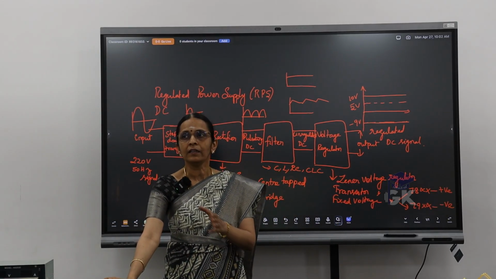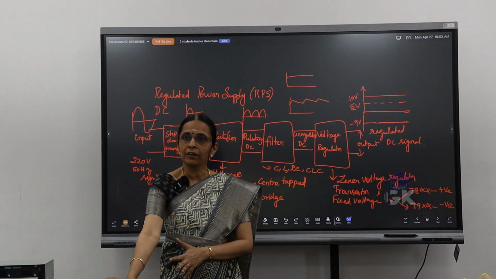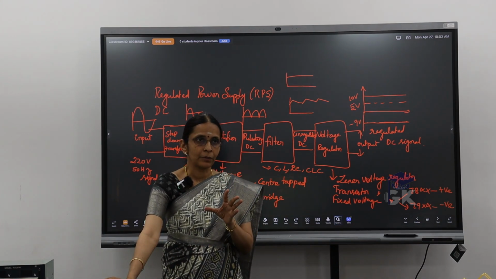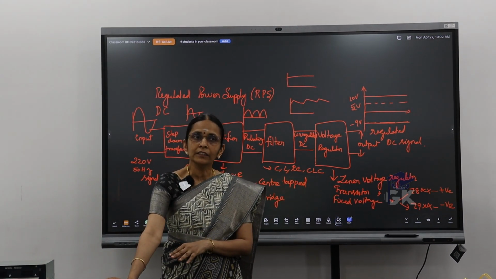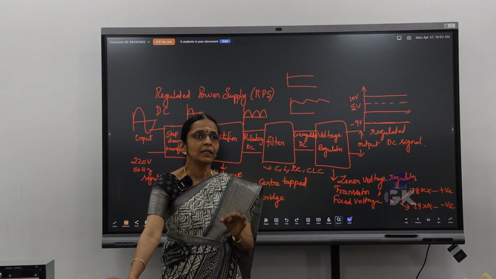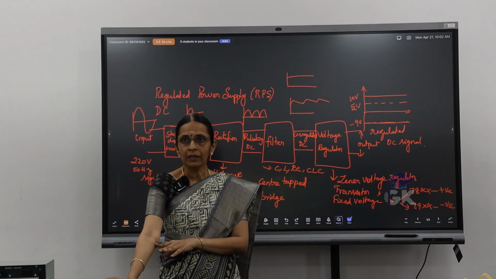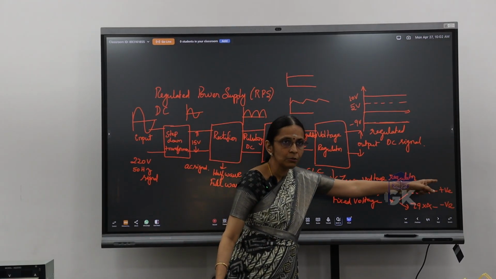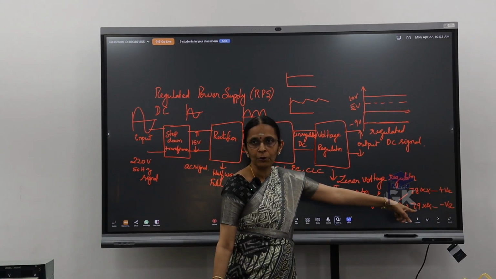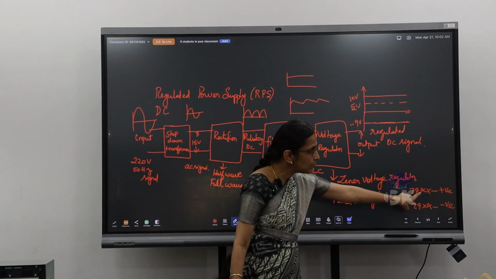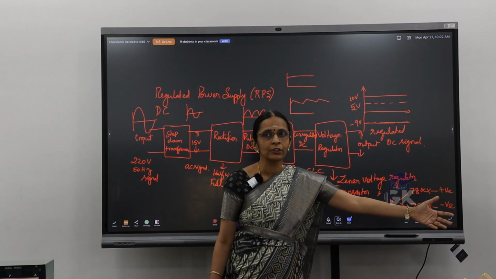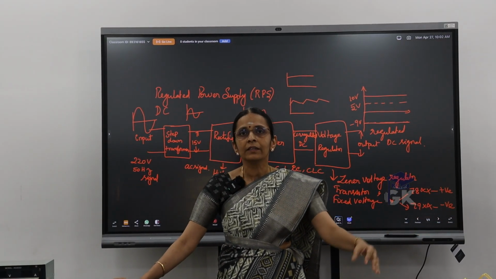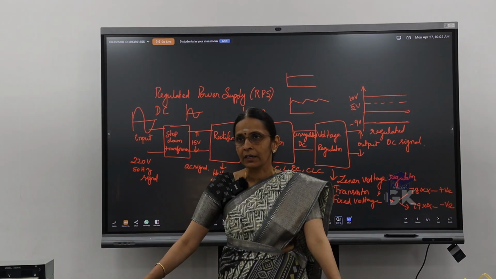When I say 7805, it will always give me plus 5 volt. When I say 7908, it will always give me minus 8 volt. Right? So 78 is for positive voltages and 79 is for negative voltages. I've just written XX, which is nothing but the value. I can have 05, 08, 12, like that various specifications.